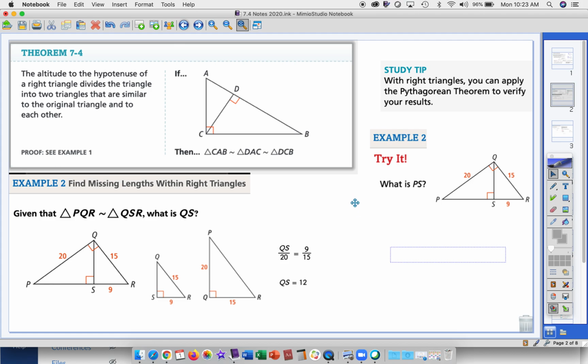So pause the video, try example 2, and find the length of PS. Okay, so hopefully you found that PS is equal to 16. As always, if you have any questions, you can ask about this in class.